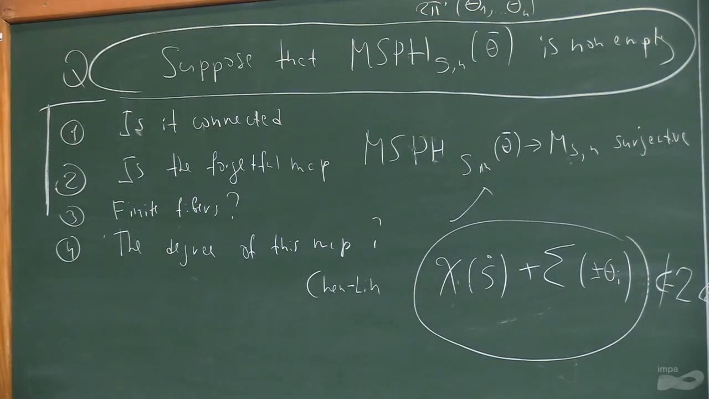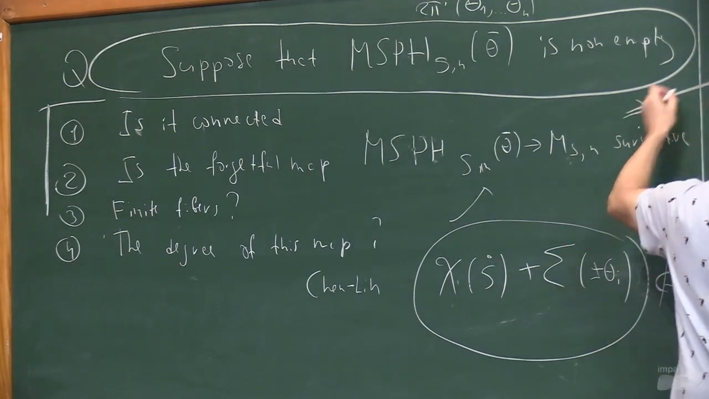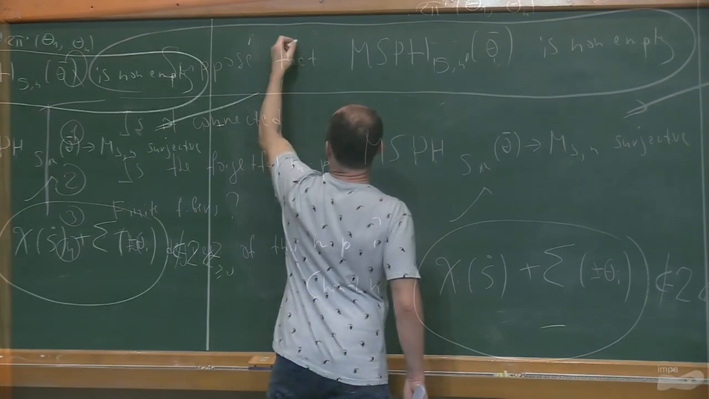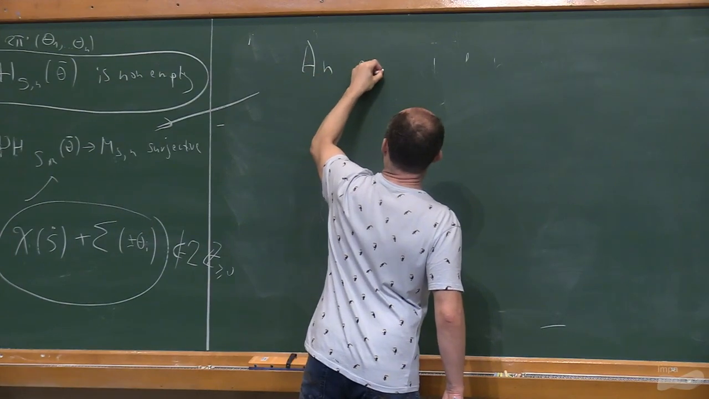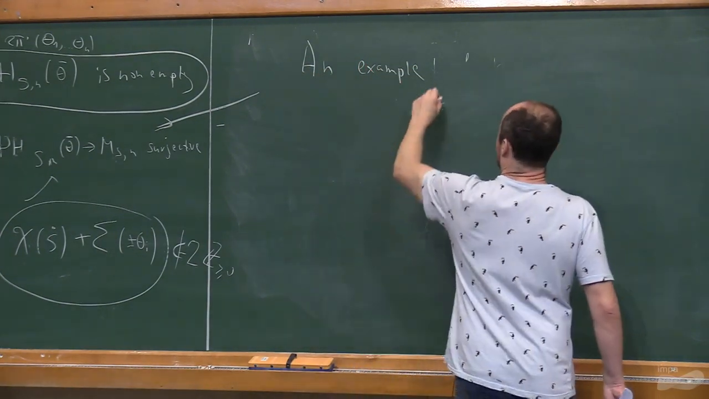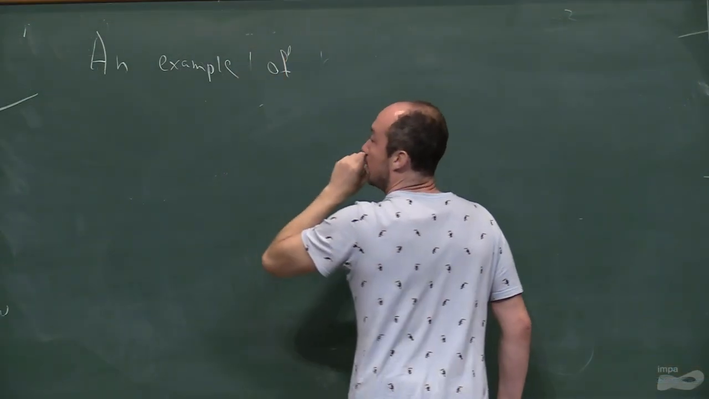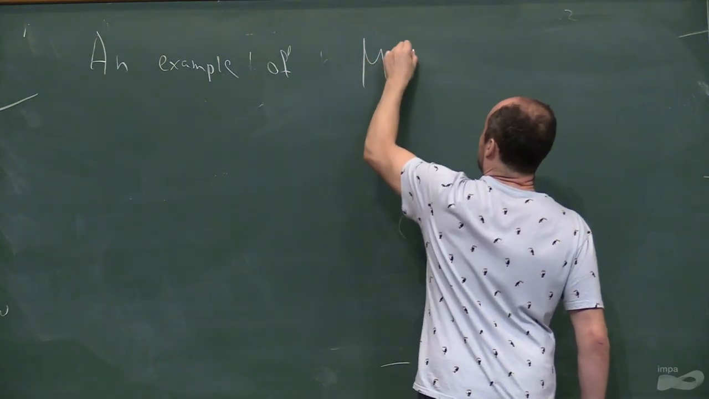So this is just a kind of proof by picture. So now, an example of this map M spherical.